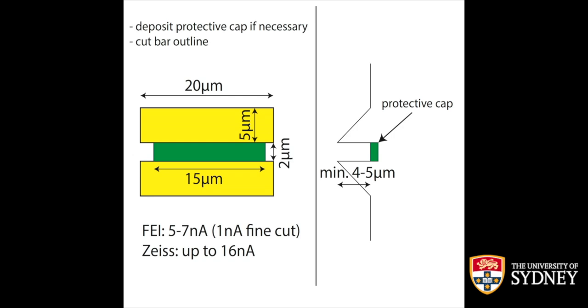On most of the FEI machines, it's advisable at the end to do a little bit of a fine cleanup cut at 1 nanoamp to get the final geometry. And sometimes I find it necessary on the Zeiss machines as well.